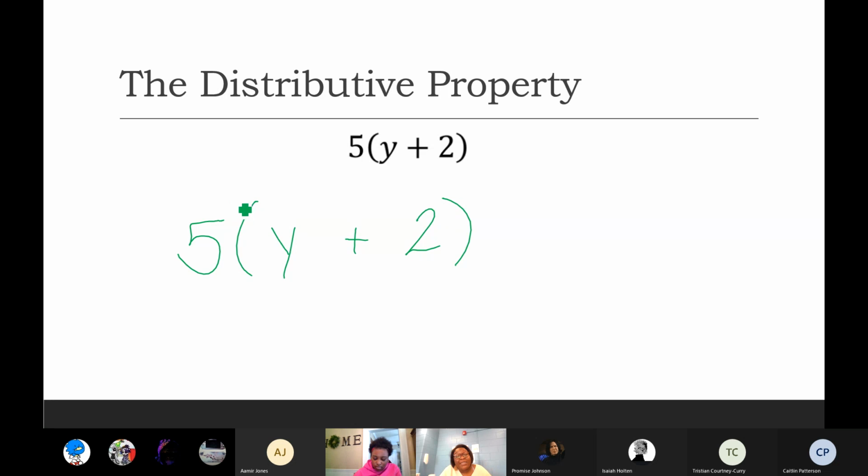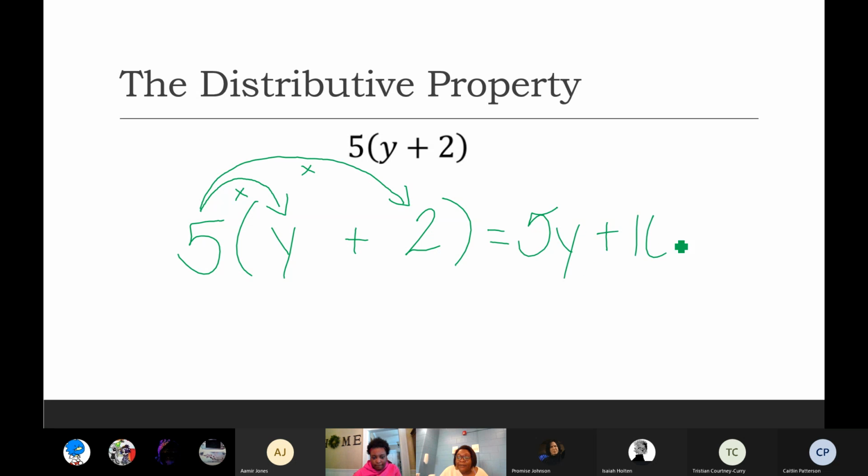Perhaps you've seen this before in 4th grade and a little bit in 5th grade before we went out of school, but I wanted to make sure you understood that when we're distributing, we are multiplying. So 5 is going to be multiplied by y, and 5 is also going to be multiplied by 2. So what this could say is 5y plus 10.